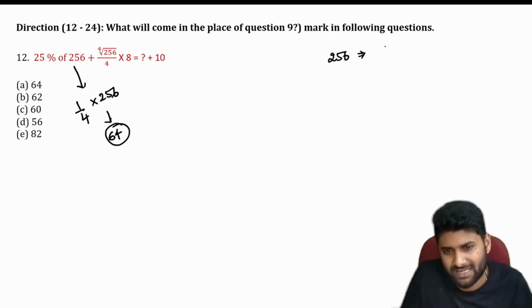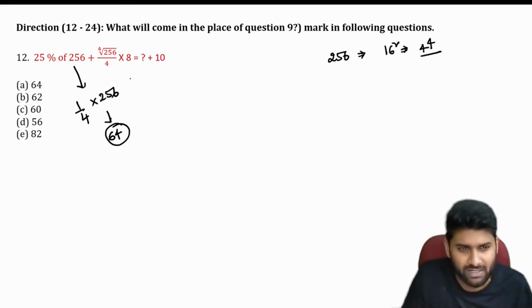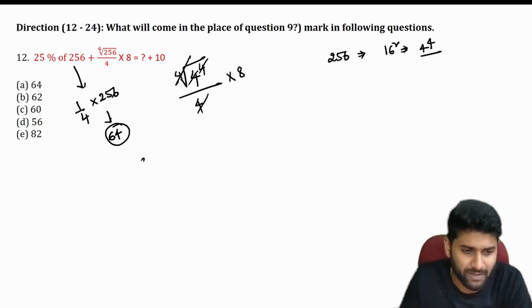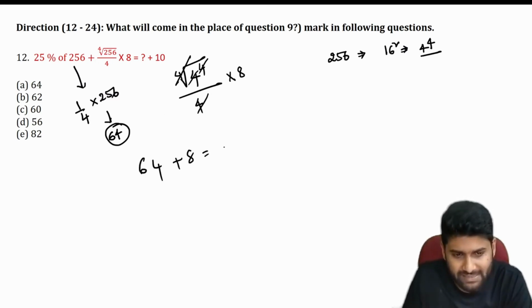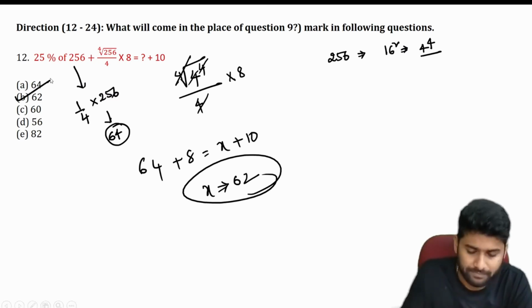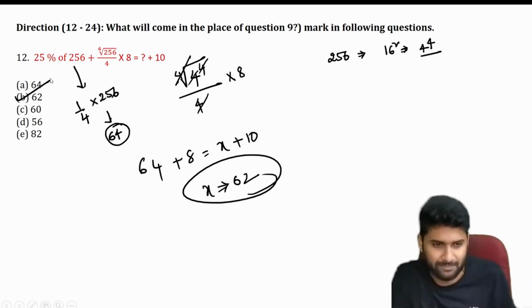Next one, 256. You already know that is exactly equal to 16 square. So that is exactly equal to 4 power 4, right? So you will get 4 power 4 under the root power 4, multiplied by 8. Guys, remember that you should always follow the BODMAS rule if you simplify any question. So remember this point. 64 plus 8 is equal to x plus 10. Now what about the x value here? 62 is the correct answer.